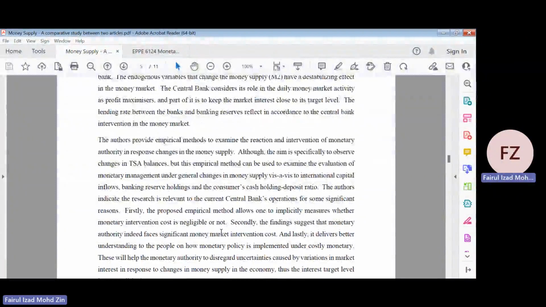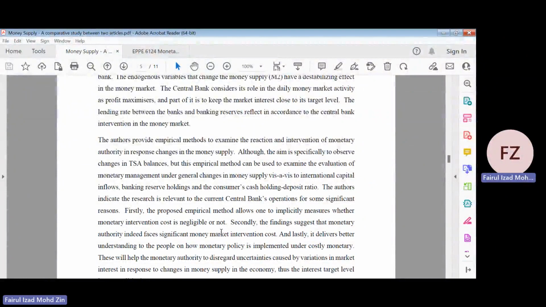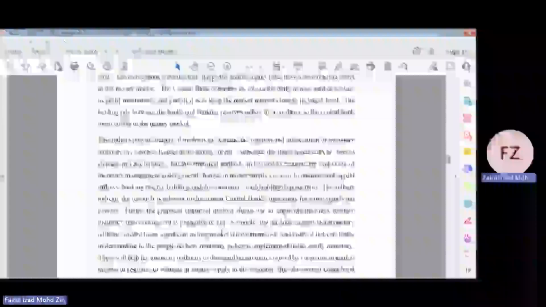The authors indicate the research is relevant to current central bank operation for some significant reasons. Firstly, the proposed empirical methods allow one to implicitly measure whether monetary intervention cost is negligible or not. Secondly, the findings suggest that the monetary authority indeed faces significant money market intervention costs. And lastly, it delivers a better understanding to people on how monetary policy is implemented under costly monitoring.